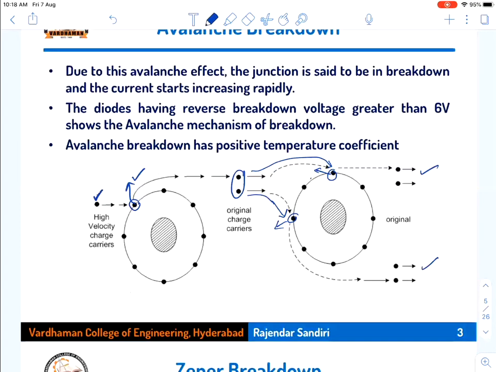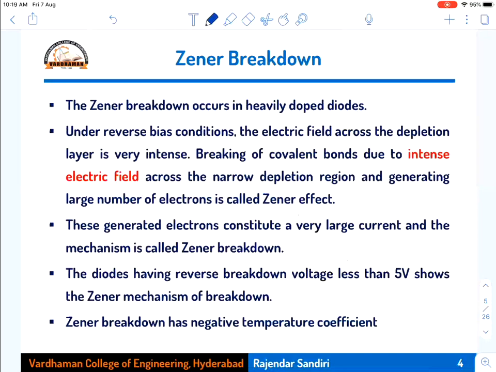Next, another type of breakdown is called Zener breakdown. This Zener breakdown occurs in heavily doped diodes. Under reverse bias conditions, the electric field across the depletion layer is very intense. That means if the reverse voltage keeps increasing, the intensity of the electric field across the junction is also very high. So breaking of covalent bonds due to the intense electric field across the narrow depletion region, generating a large number of electrons, is called the Zener effect.